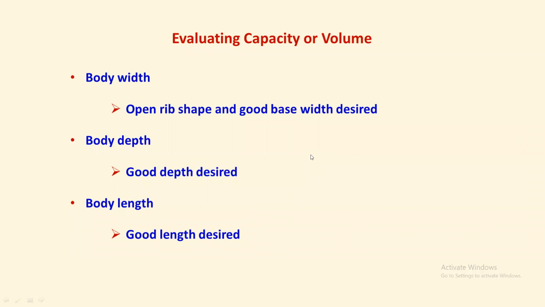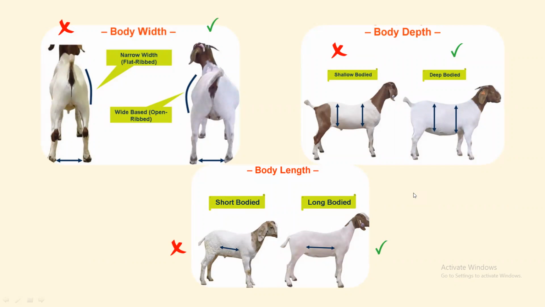So how you will evaluate the capacity and the volume of the animal, that depends on body width, depth, and length. And how you measure them, if you see the first animal, body width, the first animal in this body width is the narrow with flat ribbed. For knowing the body width, you see the rib portion.